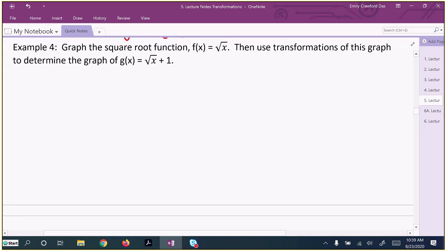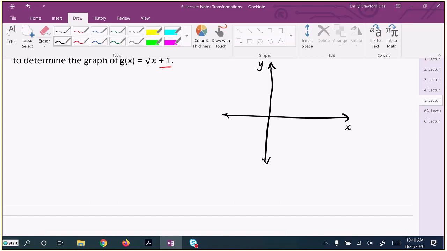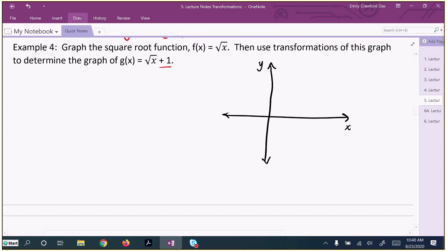Now, example 4, graph the square root function, f of x equals square root of x. Then use transformations to determine the graph of g of x equals square root of x plus 1, where this plus 1 is added to the y coordinate because it's taking place outside of the square root. So again, we'll remember our parent graph. And this is why I say it's so important to know these guys, and we don't have to draw them perfectly, just quick sketches. So in our parent graph, square root of x, we have domain and range 0 to infinity. We start at the origin, and it looks roughly like that.